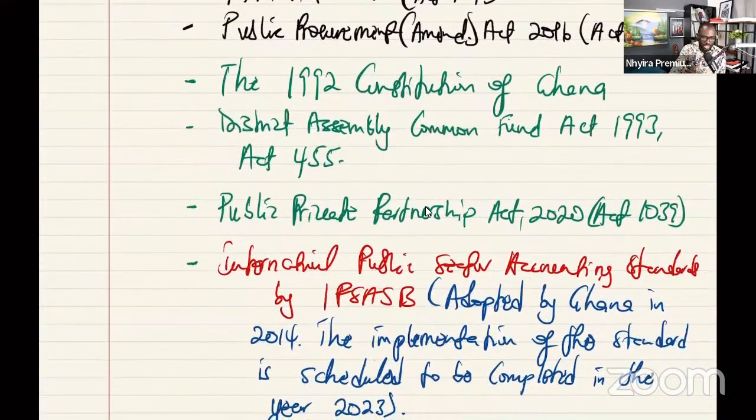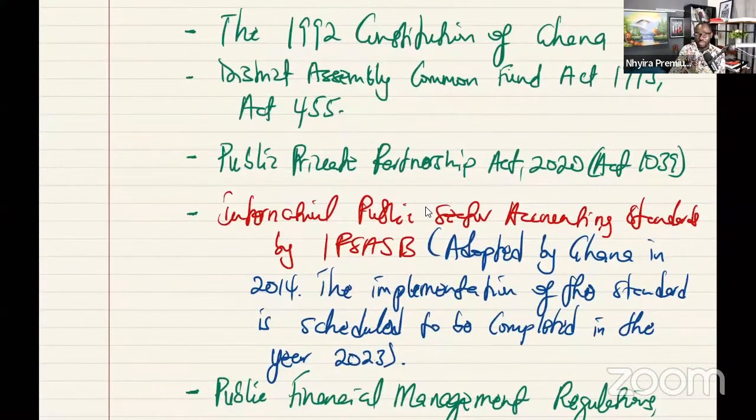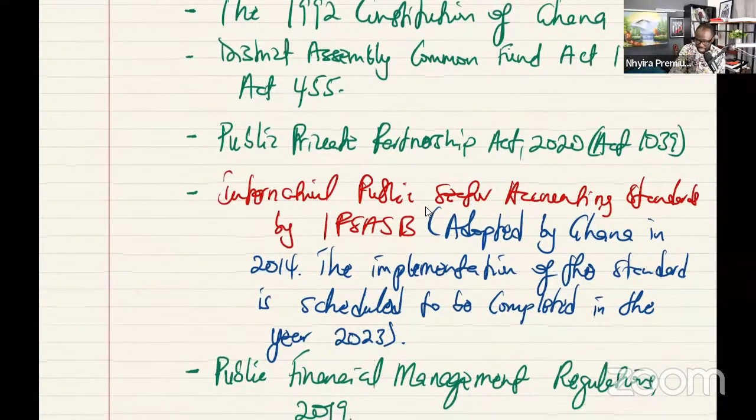Certainly, the 1992 Constitution, we can't go away with that. Then the District Assembly Common Fund Act, because we're going to be dealing with some issues about the local assembly: the sources of revenue to the local assembly, the expenditure in the local assembly, the role of the administrator of the District Assembly Common Fund. We have to refer to this act. Then the Public-Private Partnership Act 2020, Act 1039. Public-private partnership is one of the key topics the examiner is going to be setting questions on. So this act will give us the guideline on what has to be done when dealing with this particular issue.